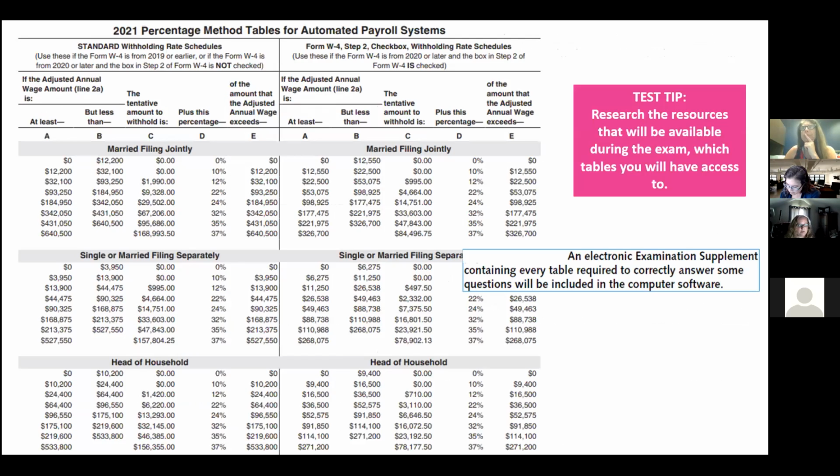So here's that table that I was talking about that you're going to have to use when you're using the percentage method. They do give you resources. This piece that's outlined in blue right here says an electronic examination supplement containing every table required to correctly answer some questions will be provided in the computer software. That's directly from the CPP booklet. That's the verbiage that they say they're going to give you the tables to be able to actually do these calculations. So don't think you need to memorize this whole table. Don't think you need to memorize this whole worksheet. They're going to give you that information. You just have to know how to utilize it and where to put the numbers.